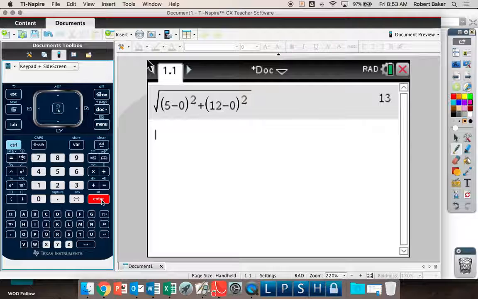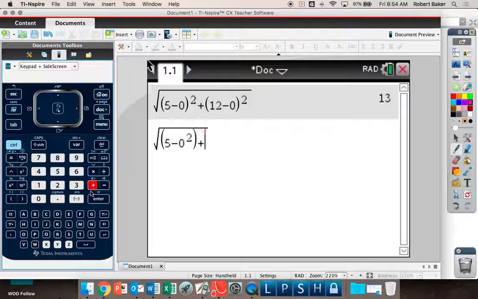If your calculator is only as smart as the person using it, if you mistakenly put in a negative symbol instead of a minus symbol, it will not work. If you mistakenly get out of the radical by accident, if you do something like this, control x squared, which is the square root, and you do parentheses 5 minus 0 squared, and then you hit the over arrow for some reason. I don't know why you would do that.